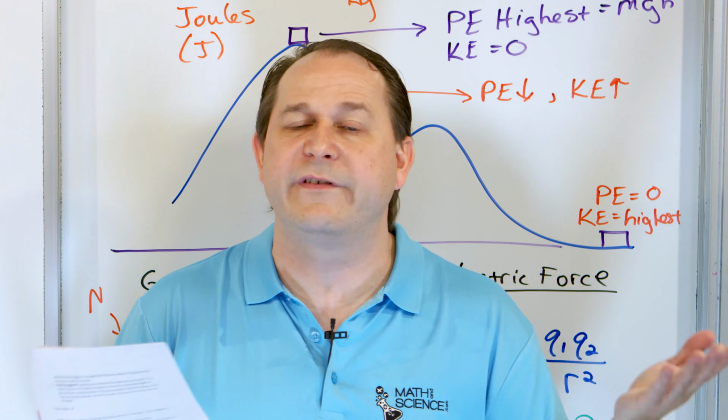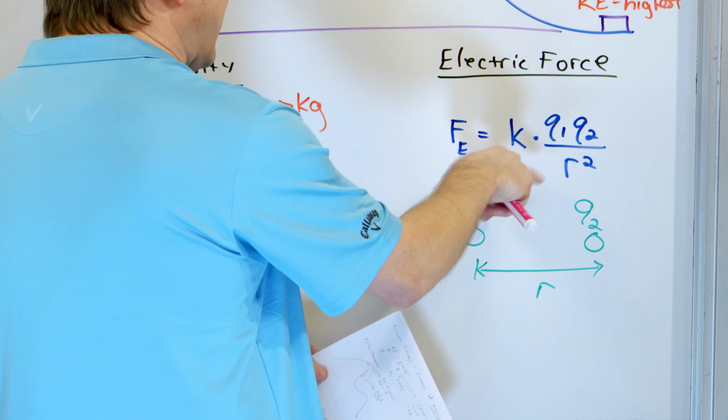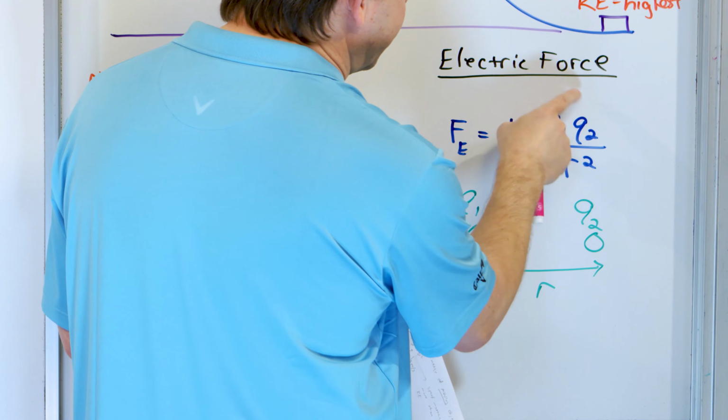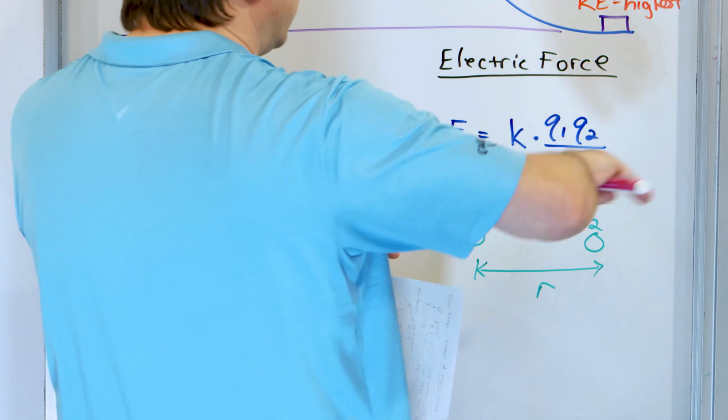So how can you get attractive and repulsive forces? The charge here is going to determine that. If you put two positive charges here, then you're going to get a positive answer and they're going to be pushed away. If you put two negative charges here, negative times negative is positive, you're still going to get a repulsive force.